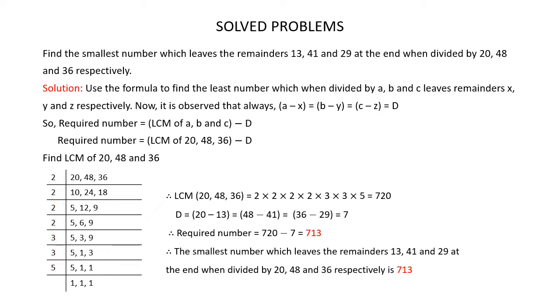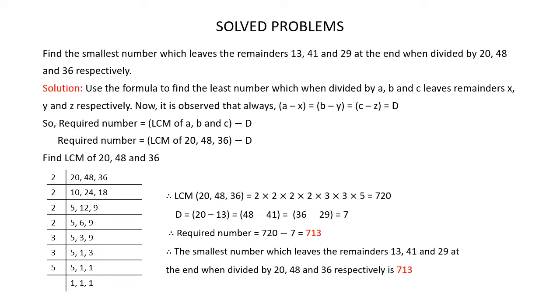So LCM of 20, 48 and 36 is equal to 2 multiplied by 2 multiplied by 2 multiplied by 2 multiplied by 3 multiplied by 3 multiplied by 5, which is 720. Now the LCM is 720.